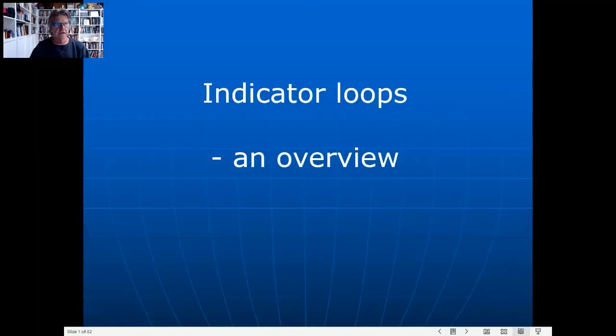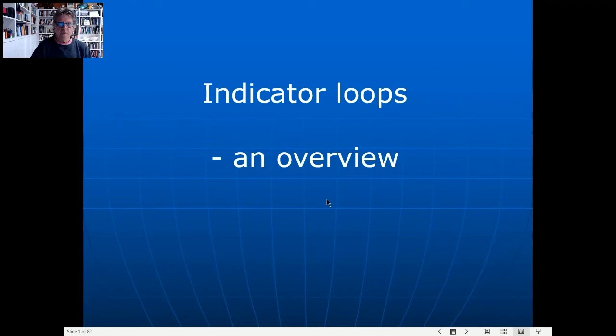I'm going to do a talk on indicator loops and how they were used for anti-submarine defences in World War I, World War II. Now let's have a look at these slides. That's the title slide I'm using. It's just basically an overview of these things called indicator loops.